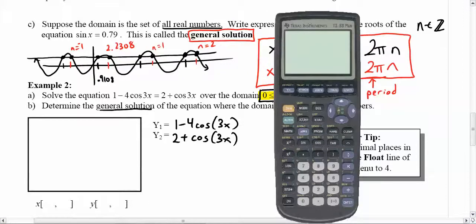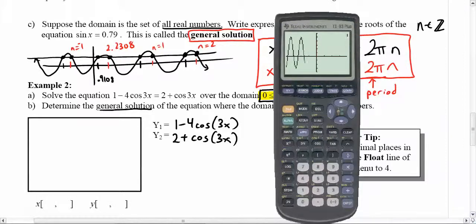Okay, so to solve this, you plug in both sides of the equation, and you can use ZoomTrig. The nice thing about ZoomTrig is it automatically goes to 2 pi. The window's not quite good enough to see the whole graph, so I'm going to increase my y value to maybe 6, so that at least I can see the top of the graph. There we go.